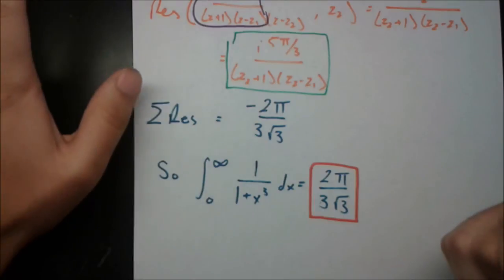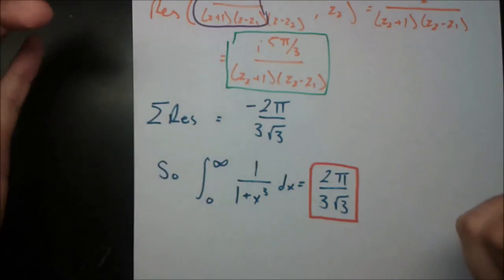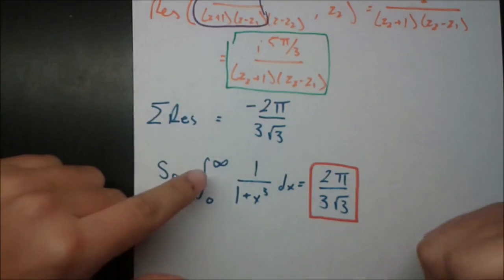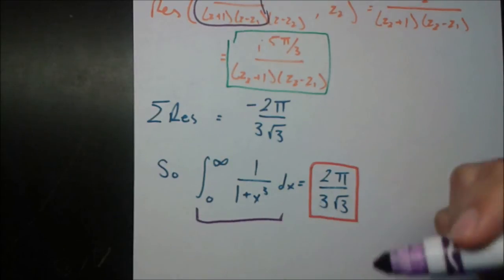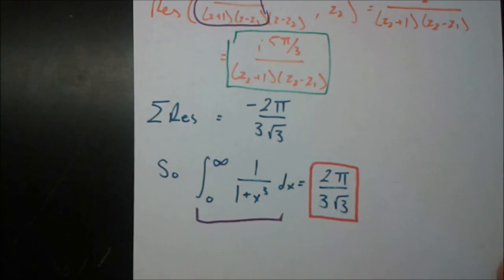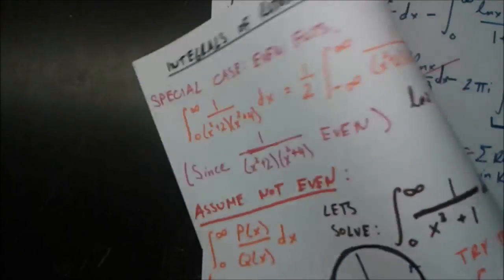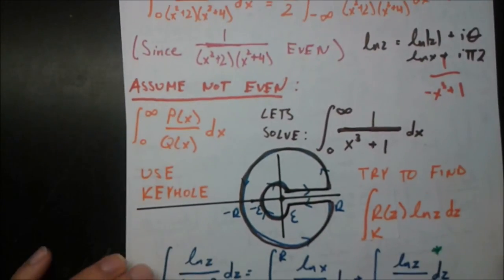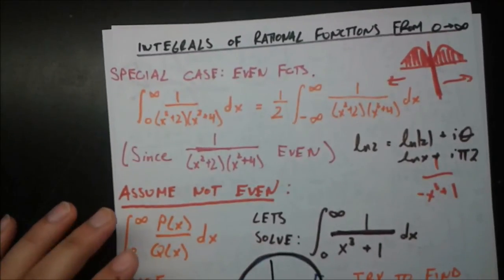And remember, we don't want the sum of the residues. We want the negative sum of the residues. So all we have to do is just take a negative sign in front of there, and we get that the integral we want, finally, is equal to 2 pi over 3 root 3. So even though this is a really long journey, it is instructive, and it's good to help you try to figure out more difficult kinds of integrals from what we did before.